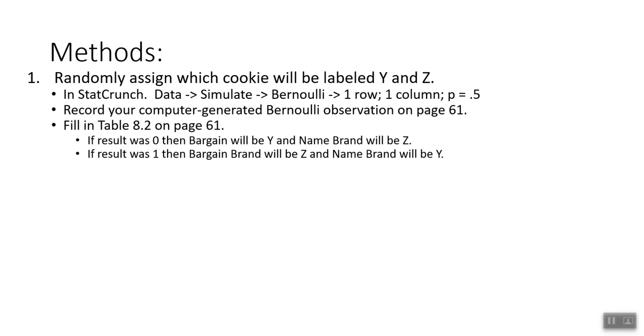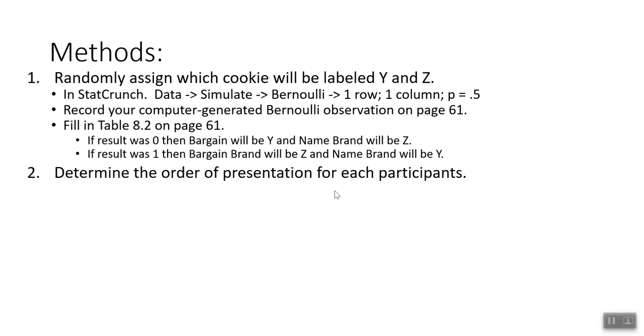If the value the computer generated was a 0, then the bargain product, the Publix product, will be labeled Y, and the name brand, the Keebler product, will be labeled Z. If the result was 1, then the bargain brand, Publix, will be labeled Z, and the name brand, Keebler, will be labeled Y.